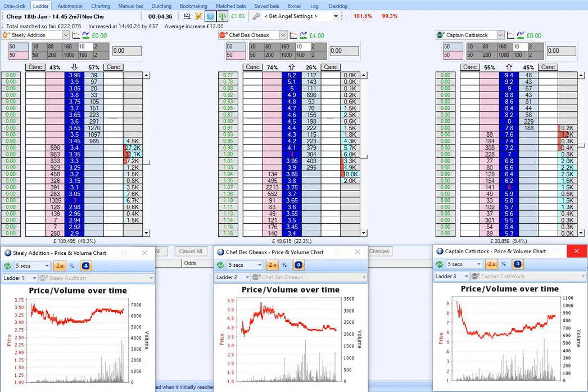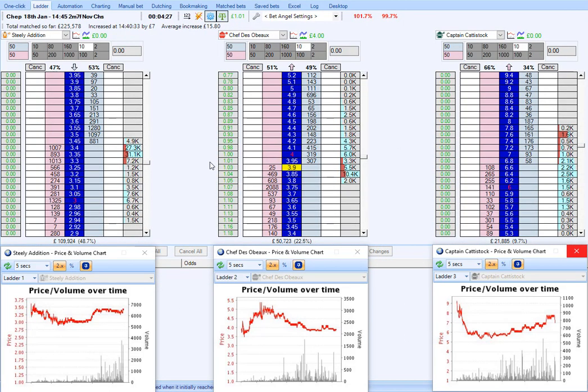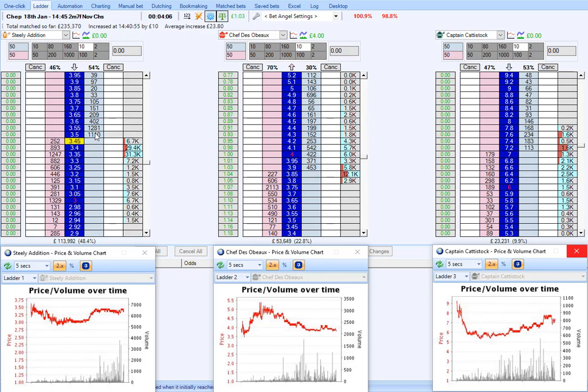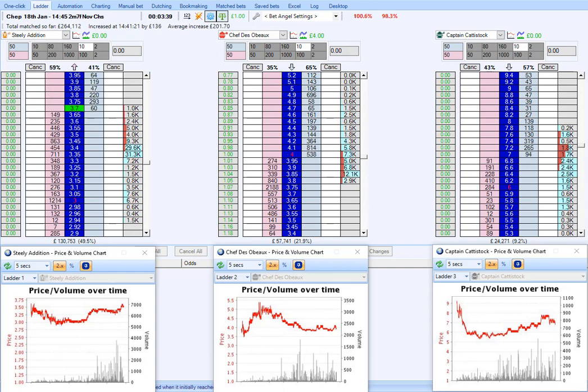So at this point, there's not really much I can do here. Just bring up the live feed. So, like I said, you can see here, there's no real movement at all. It does look like this one might start drifting if this starts to get matched on the 3.5, but so you can see here, there's not really much going on.